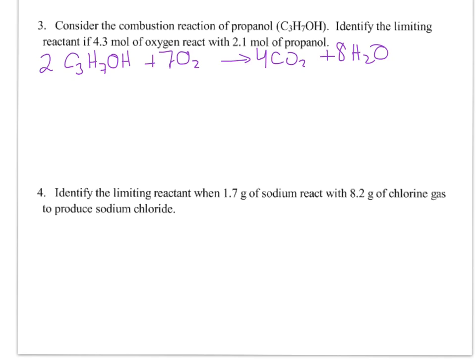All right, I like to write down what I have. So I know I have 4.3 moles of oxygen, so I'm going to put 4.3 moles here. I also have 2.1 moles of propanol here. And I'm asked, which one is my limiting reactant? Which one runs out first? There are 2 ways that you could do that.